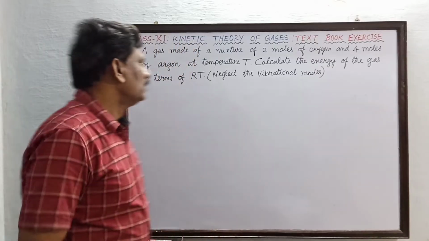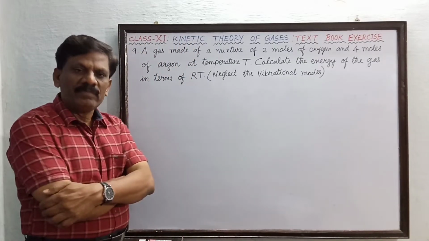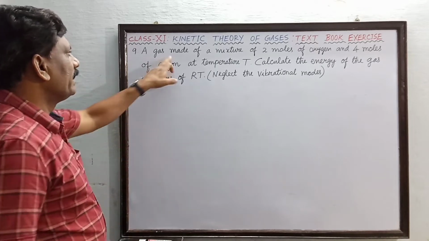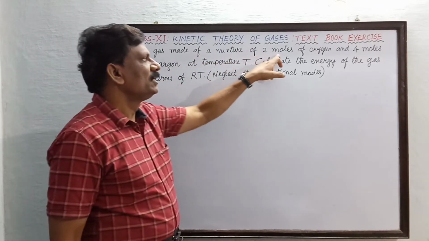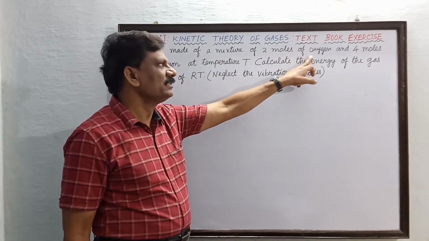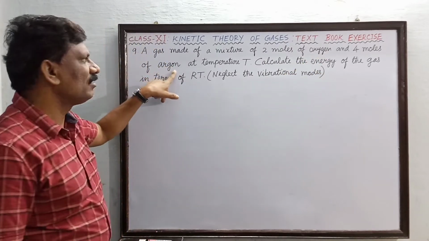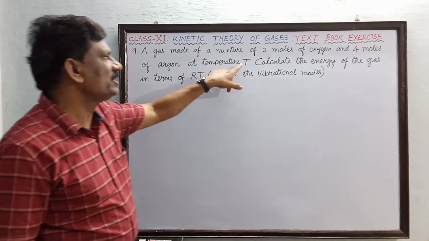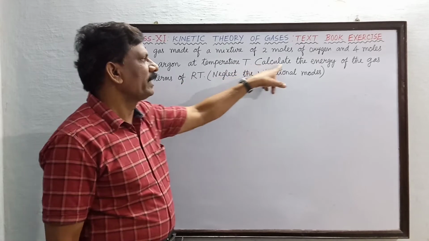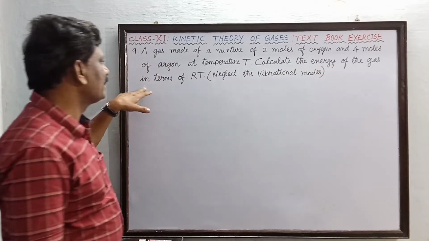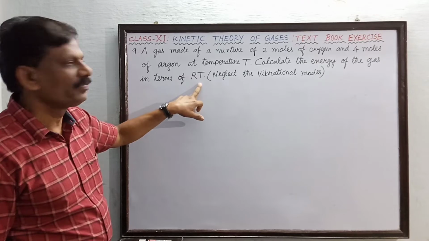Hi students, we are going to solve problem number 9. A gas made of a mixture of 2 moles of oxygen and 4 moles of argon at a temperature T. Calculate the energy of the gas in terms of RT.